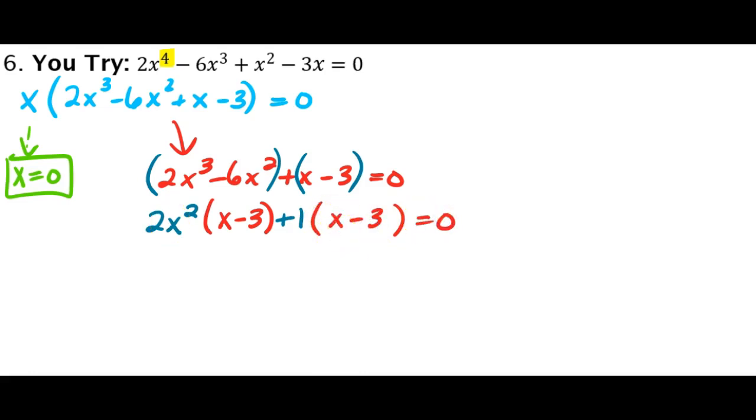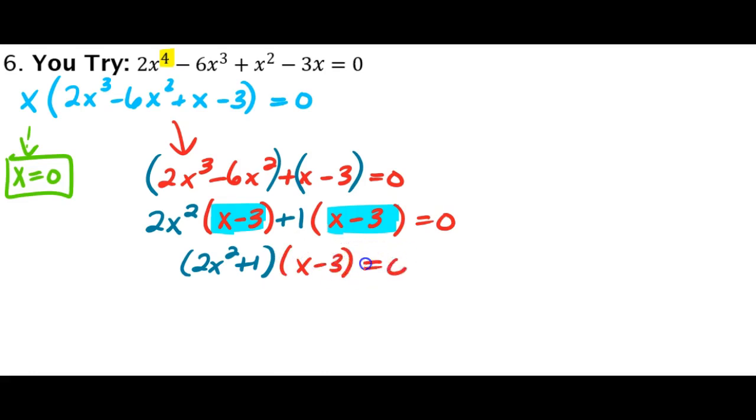So now I have my stuff factored, and I can see that my parentheses match the ones that are written in red, so that's a good sign. So my answer here would be 2x squared plus 1, and then the other half of my answer would be x minus 3. So now I have my 2 sets of parentheses that I can set equal to 0.